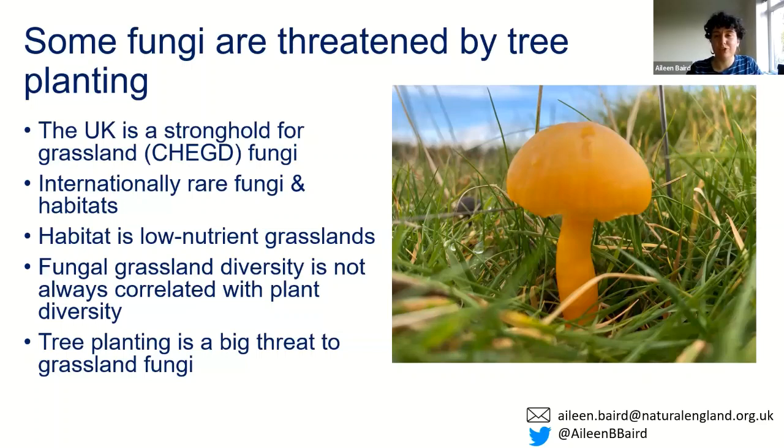The habitat for these fungi is low nutrient grasslands, so quite often sheep grazed uplands. Quite often these areas are quite botanically poor, and so they may not necessarily be picked up on a lot of the standard checks that woodland creation advisors, people like myself, do. People are looking for high plant diversity, they're looking for peat soils, things like this, but many people will not necessarily have the background knowledge to realize that this could be a really valuable habitat for fungi. And planting trees on these grasslands could cause massive damage to these fungal communities.